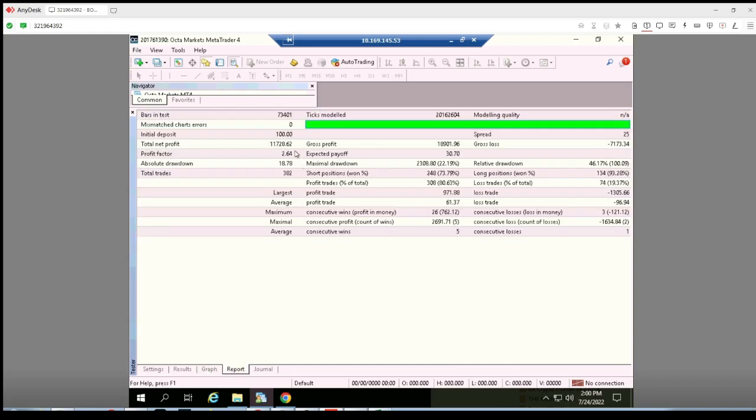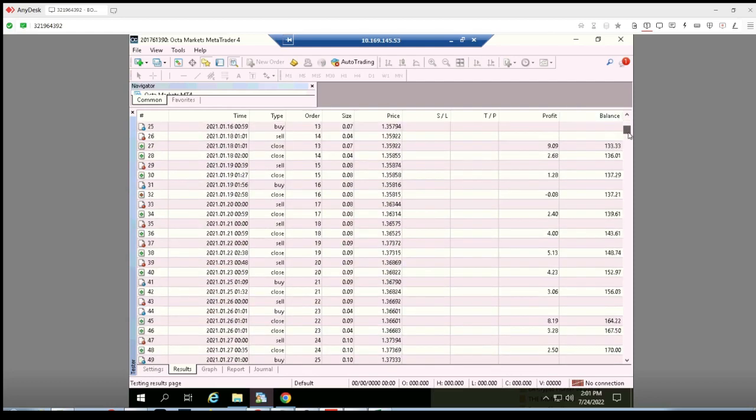Backtest results get a profit of $11,728. Total transactions in a year 382 transactions. Drawdown enlarged to 22.19%. 80% profit trades. And consecutive loss 3. You can see the details of the transactions like this.